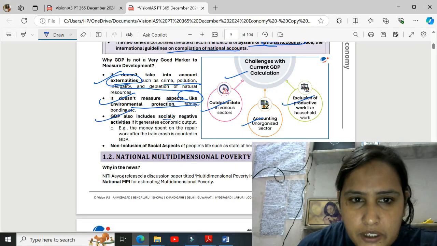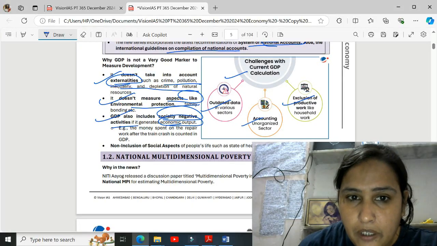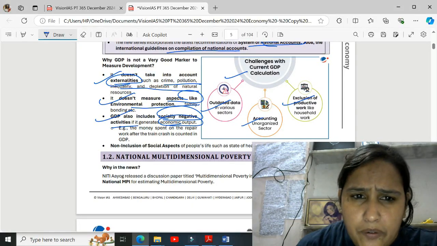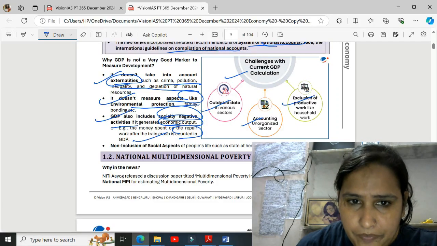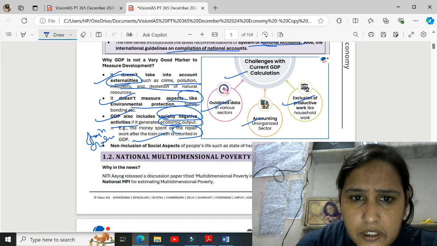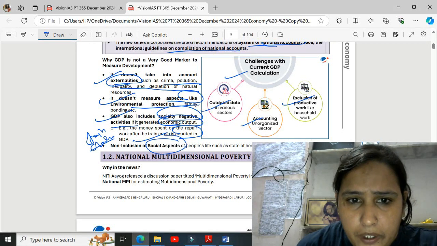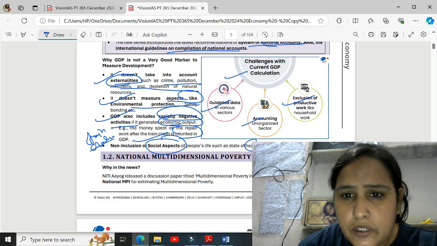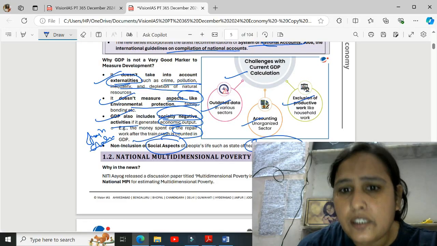GDP also includes socially negative activities that generate economic output. For example, the money spent on repair work after a train crash is counted in GDP. So if there is a train crash, that money will be calculated. Another challenge is non-inclusion of social aspects, like health and education, which are also not included in this.